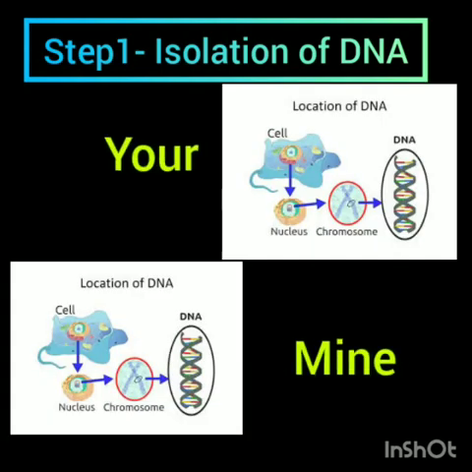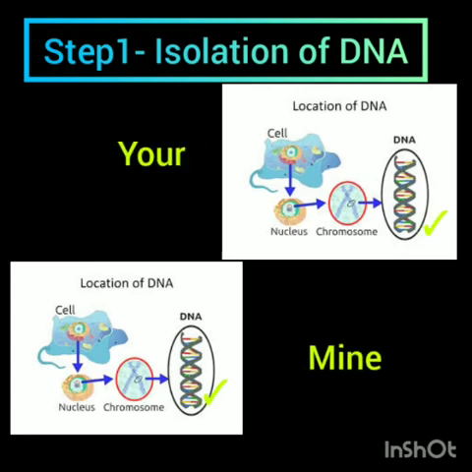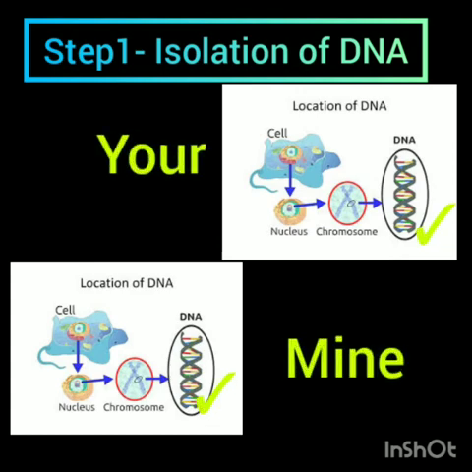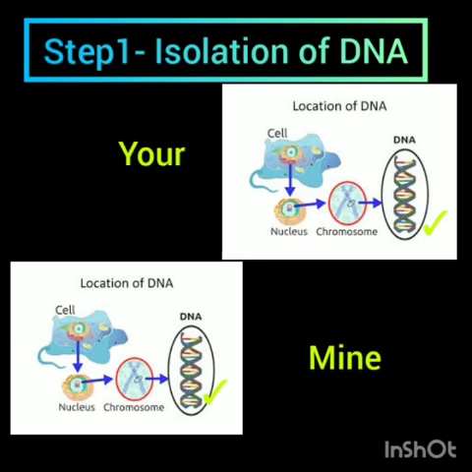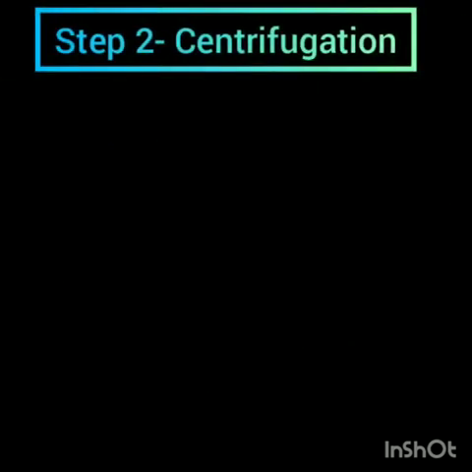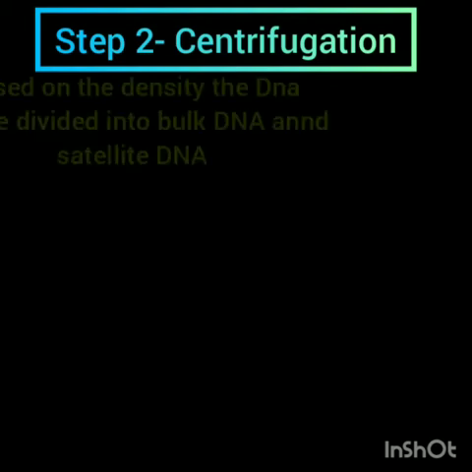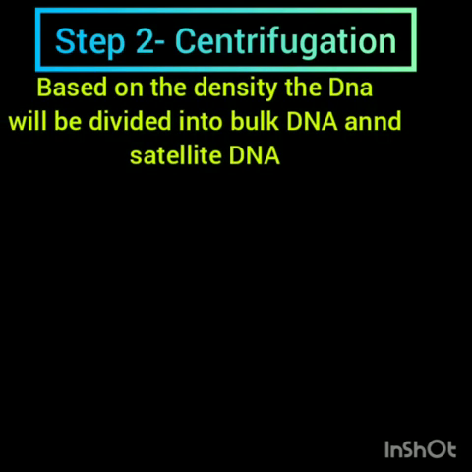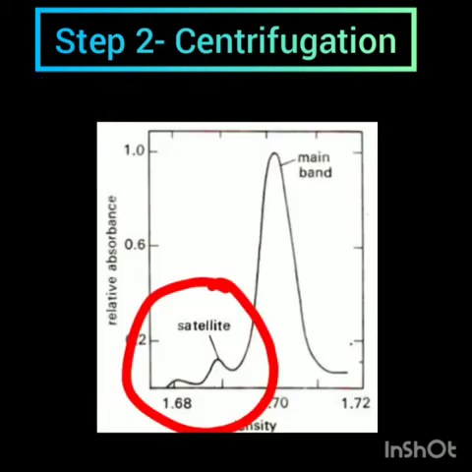Now, in the first step, that is isolation of DNA, the DNA will be separated out from the cell. So, your DNA and my DNA will be separated out from our respective cells. Now, we will allow our DNA to undergo centrifugation, where the satellite DNA will be separated out from the rest of the DNA. And the satellite DNA will be used for the DNA fingerprinting.